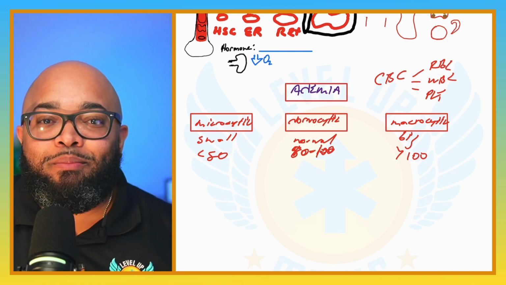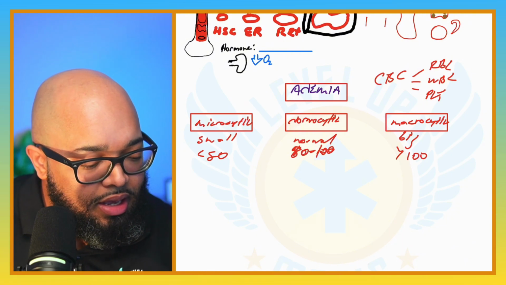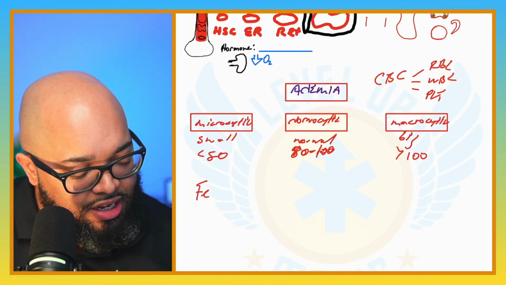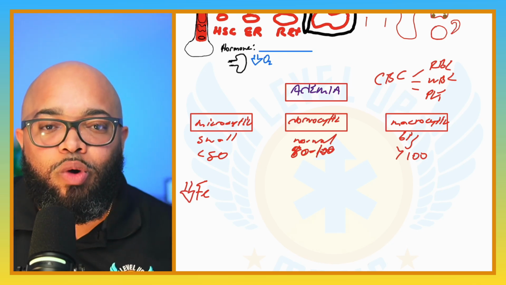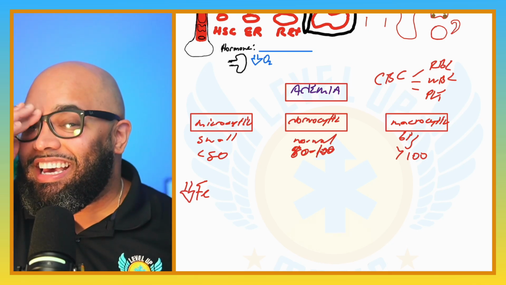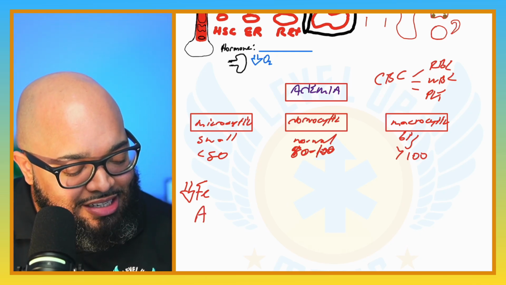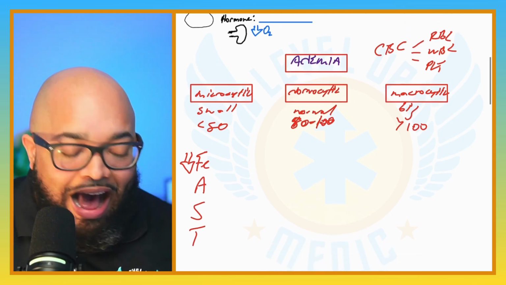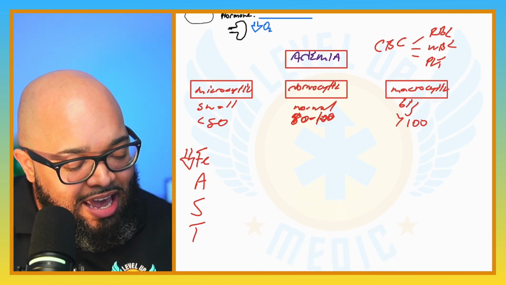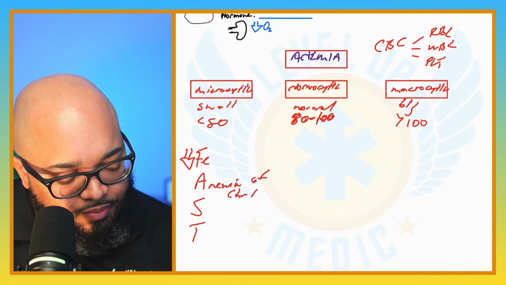One primary cause of microcytic anemia is iron deficiency anemia. The way I remember this is, think fast. FAST. The F, of course, is for iron deficiency. The A is for anemia of chronic disease.